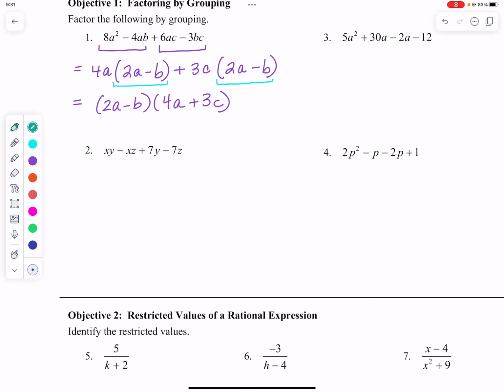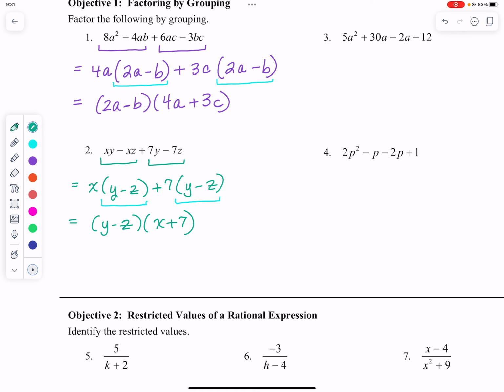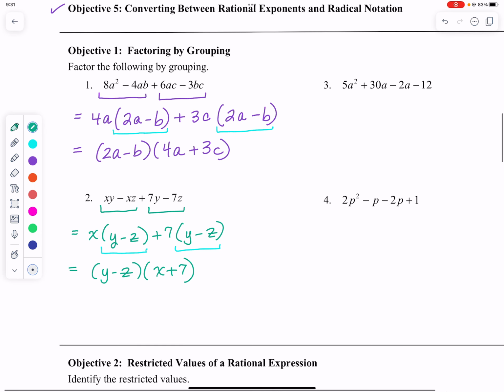So we will group first 2 and second 2 together. The first two have an x in common, and we factor that out. We get a y minus c. The second two terms have a 7 in common, and we factor out a y minus z. Again, we have a common factor in both terms. So if we factor that y minus z out, we're left with an x plus 7. Let's give number 3 a try.